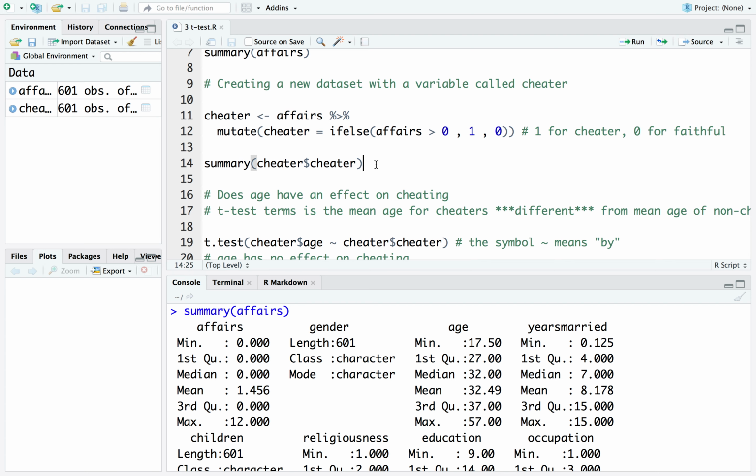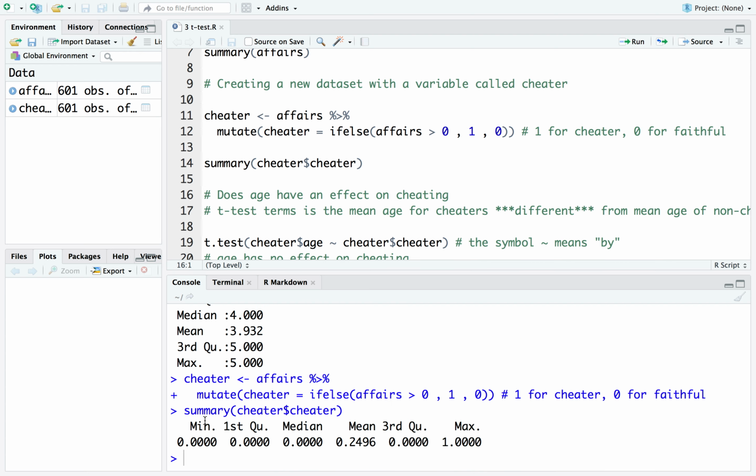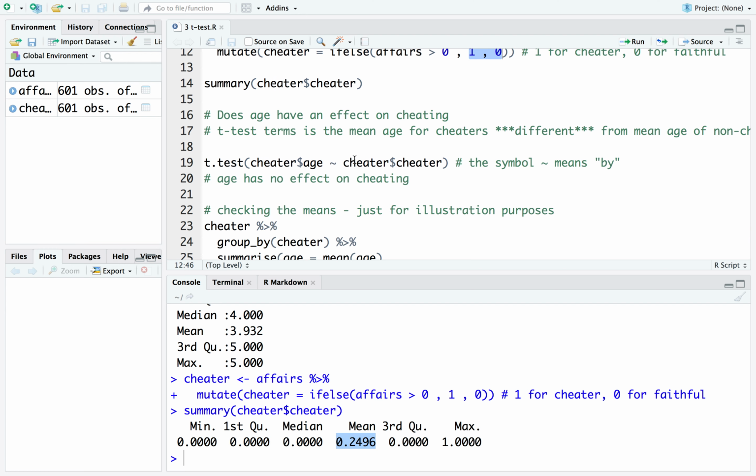Let's check to see if this worked out okay. And it did. The variable cheater is between 0 and 1. And look at the mean, 0.2496. We could have had this variable as a yes-no variable. However, I personally prefer to have dichotomous variables as ones and zeros because it lends itself to certain calculations, such as the mean, meaning that in this overall data set, 24.96% of the observations are cheaters. Okay, without further ado, let's run a t-test.